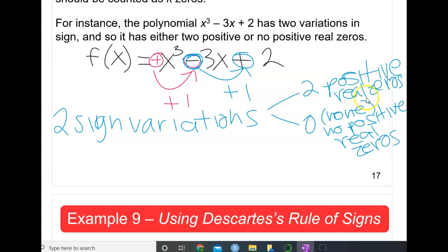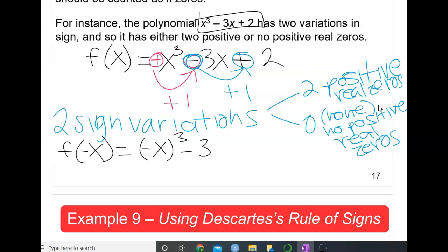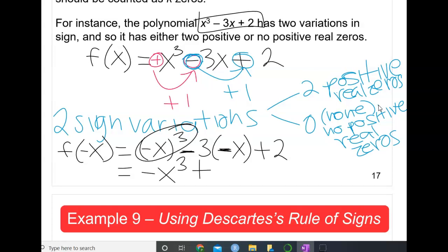Okay, so let's go ahead and find how many for negative x. So f of negative x, we substitute that into the original, and it will be negative x to the power 3 minus 3, substitute with a negative x, and then we have a plus 2. So if I calculate this, it's going to be negative x to the power 3. Then here, negative times negative gives me a positive 3x, and then I have a plus 2.